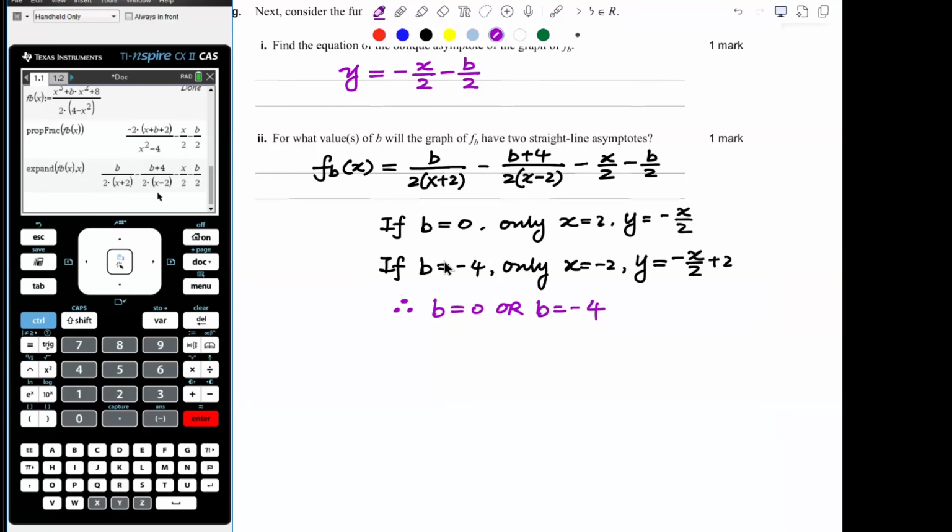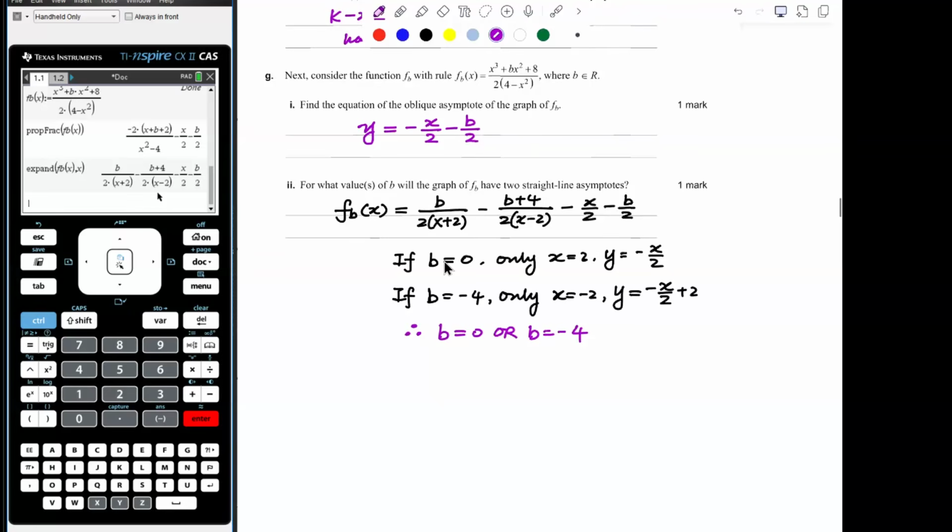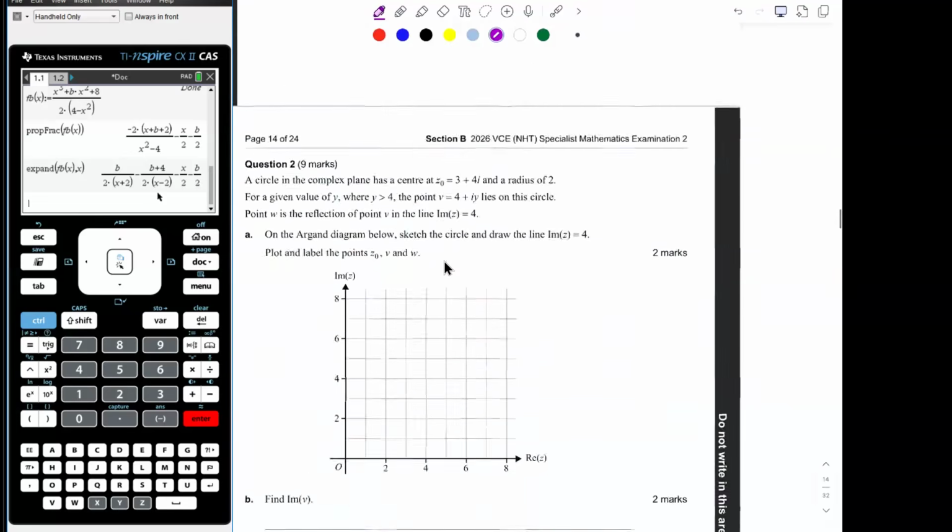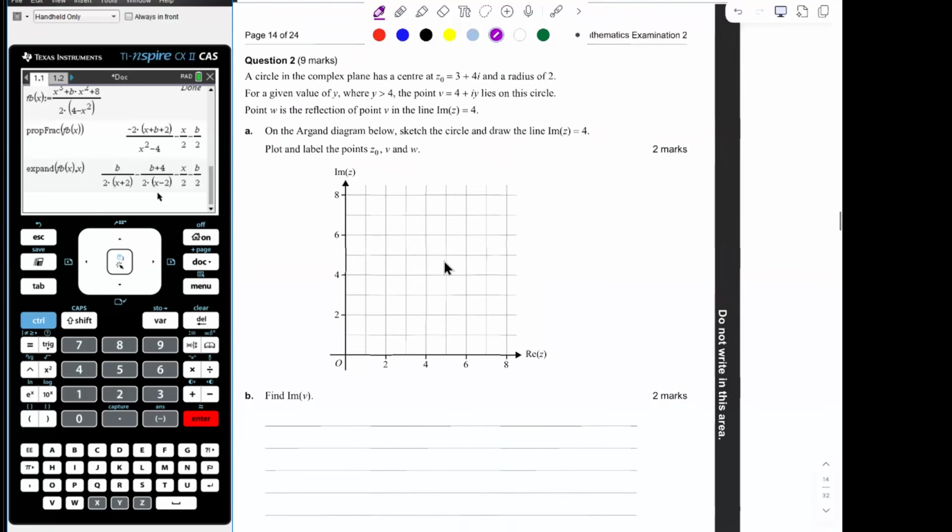So this question is done, and then we can move on and have a look at the next question. Okay, circle in the complex plane, 0, 0 is 3 plus 4i. So this is the center, z0 equals 3 plus 4i. Radius of 2, so we go to the right by 2 units, left by 2 units, up 2 units, down 2 units. So eventually we'll get a circle, something along this line, okay?